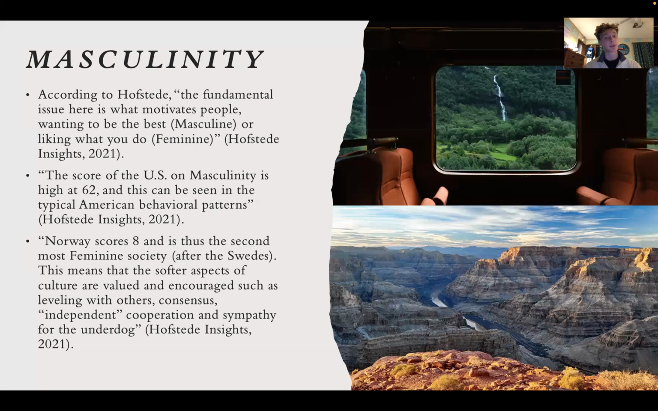Norway, on the other hand, scores 8, and is thus the second most feminine society, just after Sweden. We have a pastor on staff at our church who's from Sweden, and I sent him that and to explain what masculine and feminine meant in this context. But this means that the softer aspects of culture are valued and encouraged, such as leveling with others, consensus, independent cooperation, and sympathy for the underdog. We definitely don't have quite as much of that in the United States.